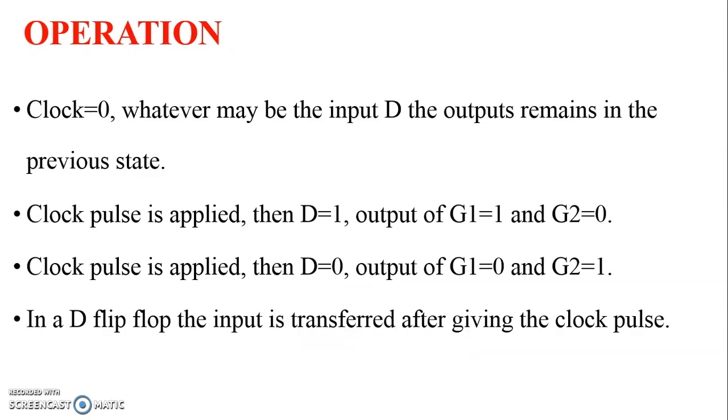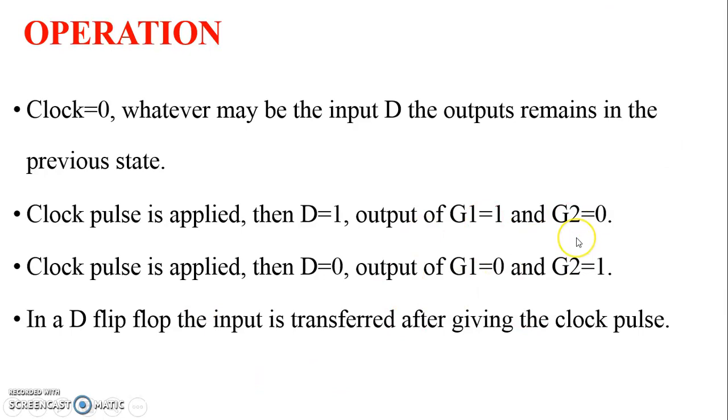When I am not giving the clock pulse, irrespective of the input, the flip-flop keeps remaining in the same state. After applying a clock pulse, I give D equal to 1. I already told that whenever I give a clock pulse, it will transfer the data. So the output of G1 is 1 and the output of G2 is 0. If the clock pulse is applied and the input D equals 0, the output of G1 is 0 and G2 is 0.